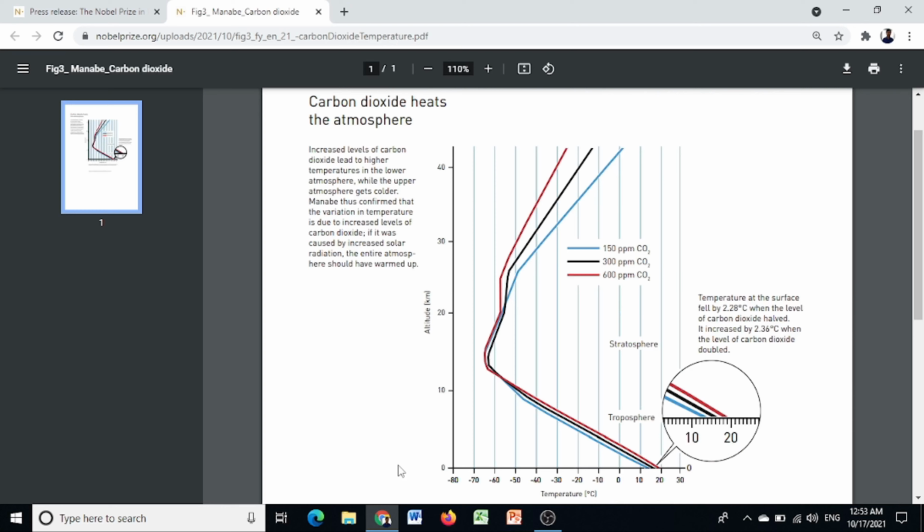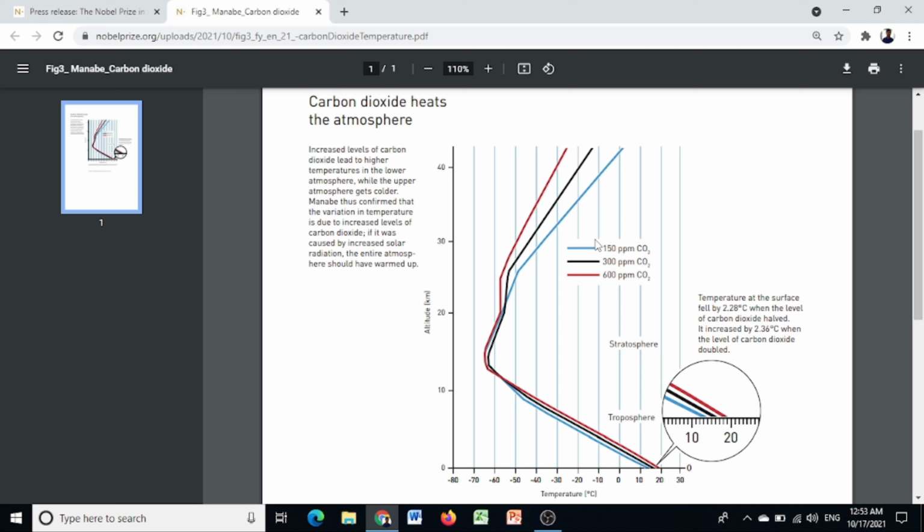Increased levels of carbon dioxide lead to higher temperatures in the lower atmosphere while the upper atmosphere gets colder. Manabe thus confirmed that the variation in the temperature is due to increased levels of carbon dioxide. If it was caused by increased solar radiation, the entire atmosphere should have warmed up. This graph clearly shows this.